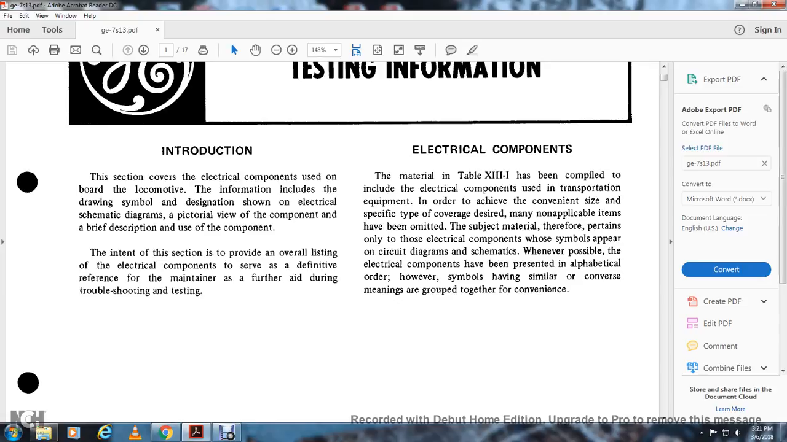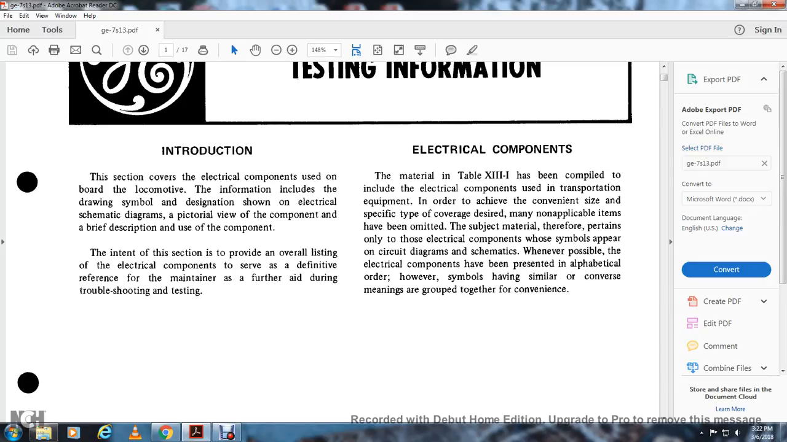Electrical components. Table 13.1 has been compiled with the electrical components used with the transportation equipment, in order to use the convenient type of the specific coverage desired. Many non-applicable types may have been omitted from the subject matter, therefore it covers only electrical components whose symbols appear in the circuit diagrams and schematics.